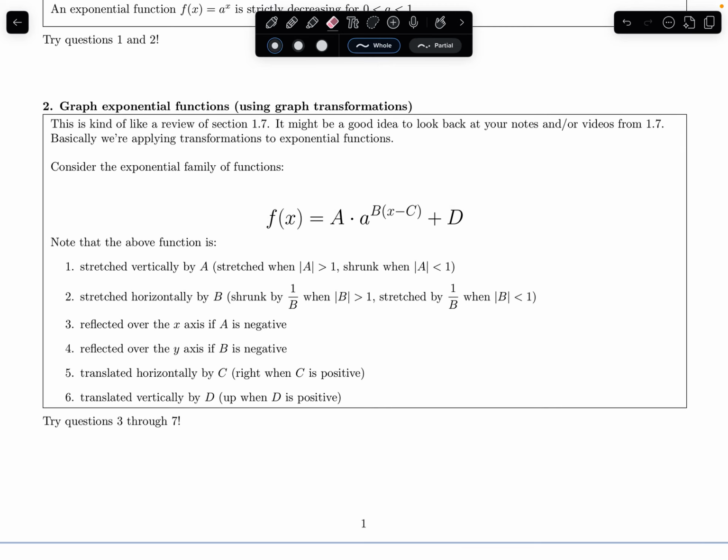Okay, gang, here we go. This is topic 2, graphing exponential functions, and in particular using graph transformations. Now, graph transformations, this is nothing new.